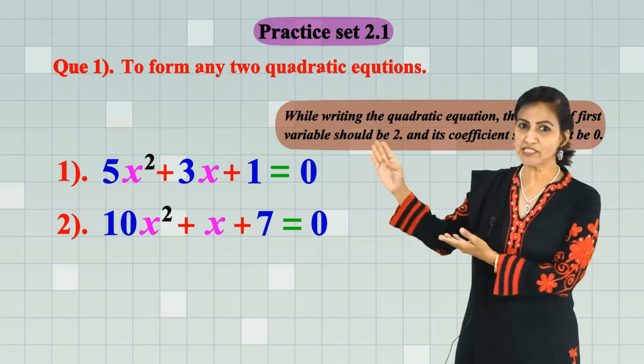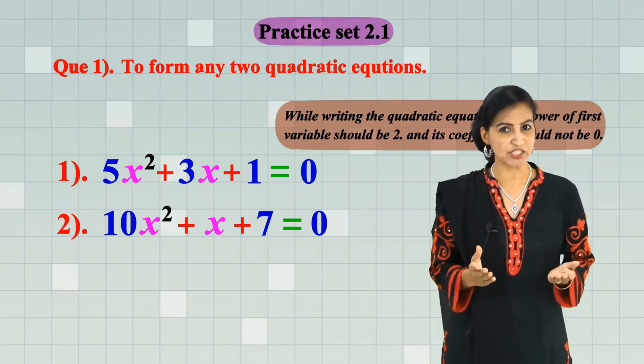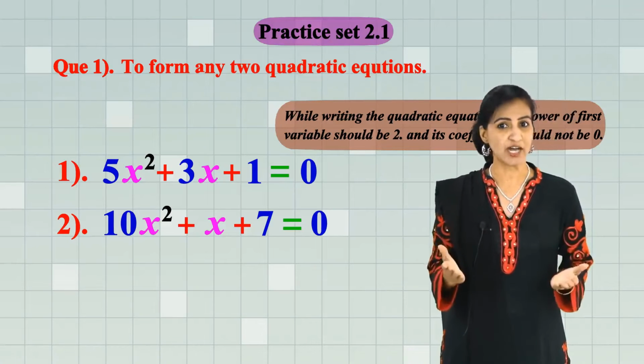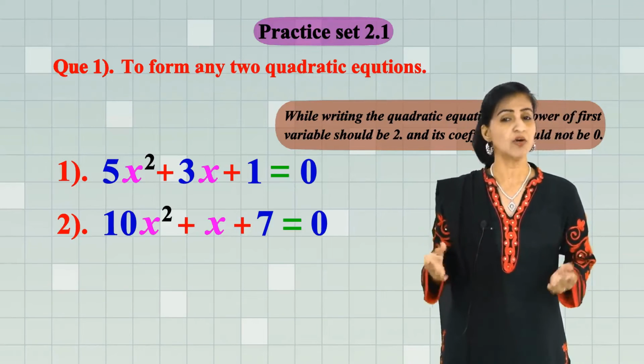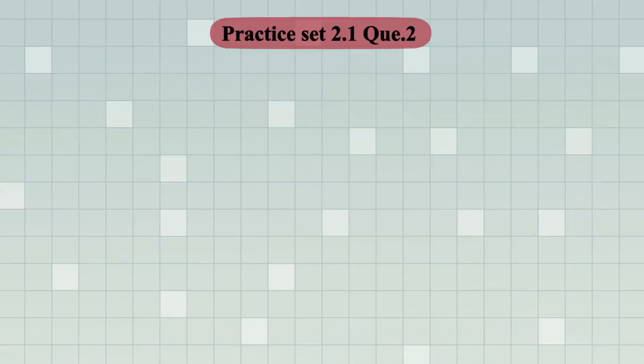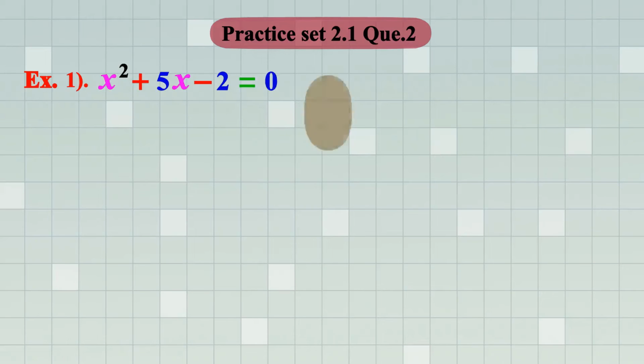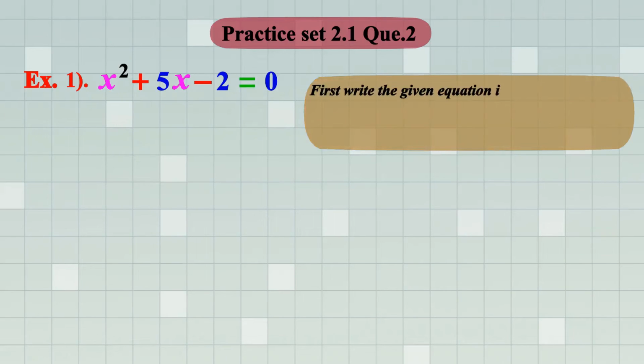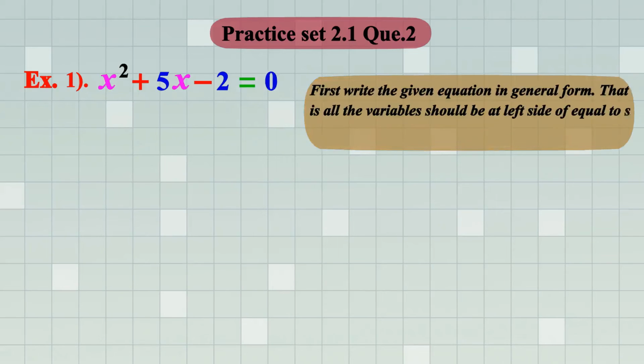In this way, you can write any two quadratic equations. Students, some equations are given to us and from these equations, we have to decide which are quadratic equations. Let us do a little practice. Now students, let us see practice set 2.1 question number 2. Example number 1. X square plus 5x minus 2 is equal to 0. Students, first write the given equation in general form. That is, all the variables should be at the left side of the equal to sign and 0 should be at the right side of the equal to sign.